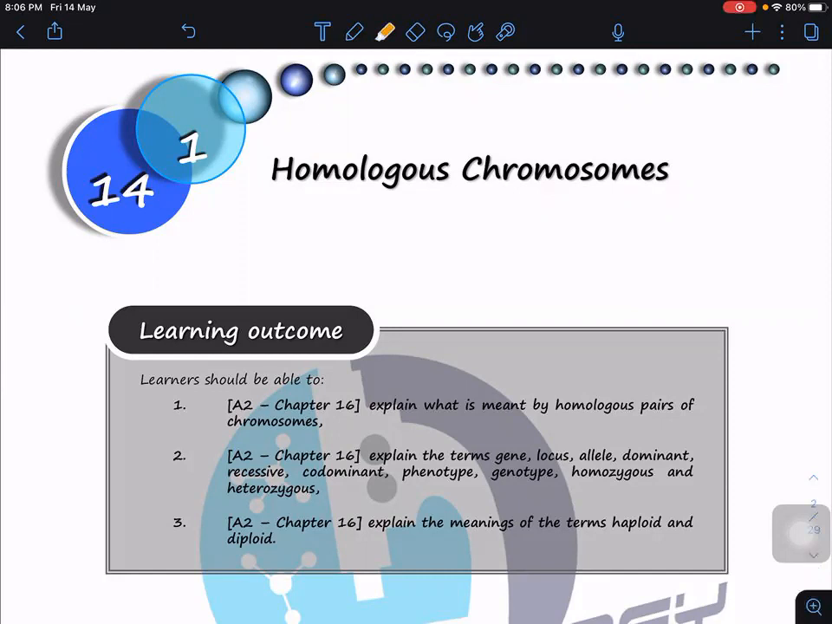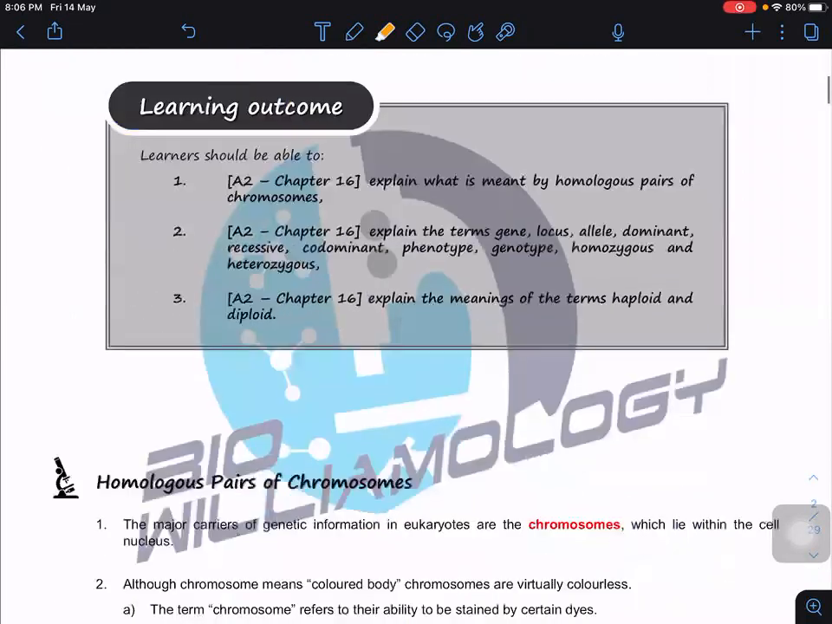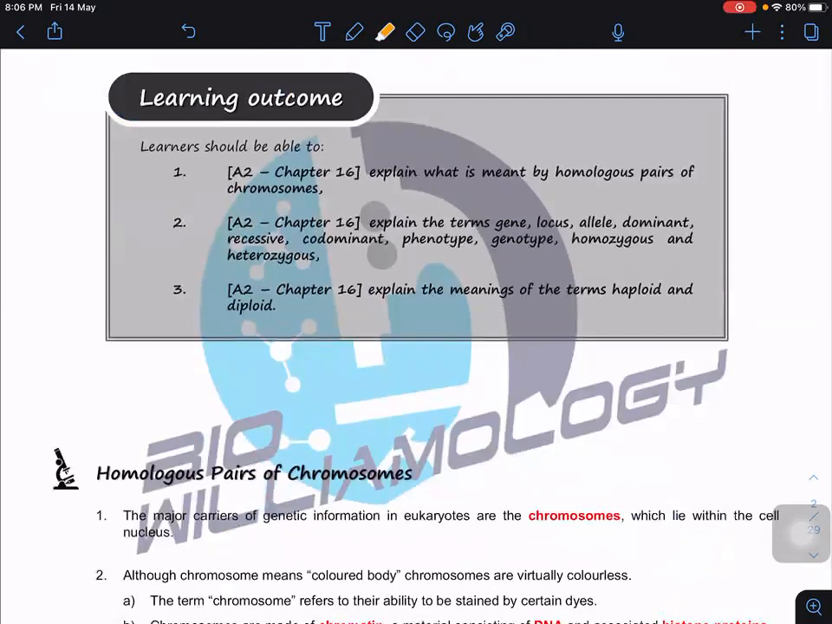So what are the terminologies that we need to go through for the first part of the topic here? We need to explain what is meant by the homologous pair of chromosomes. Why do we call it a homologous pair? Again, this is a quite common question asked. Okay, how do you define that a pair of chromosomes are homologous? Okay, that's one. Second, a few other terminologies that we need to learn here.